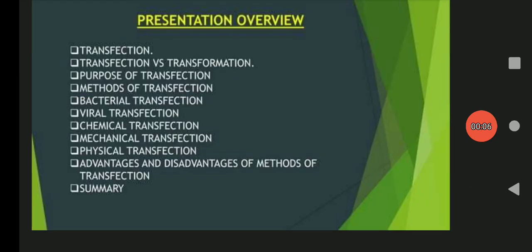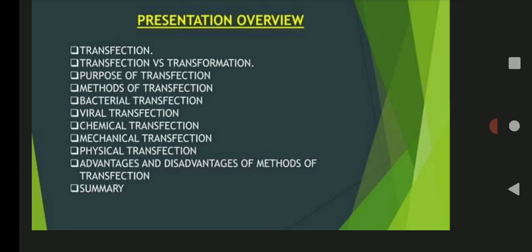Hello students, today we are going to discuss in detail transfection, that is, gene transfer in animal tissue. Gene transfer in animal tissue is called transfection. We come across various methods in the case of gene transfer.